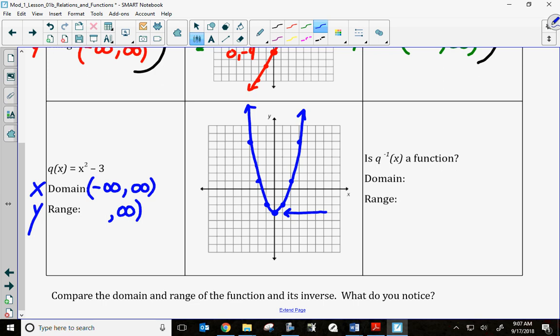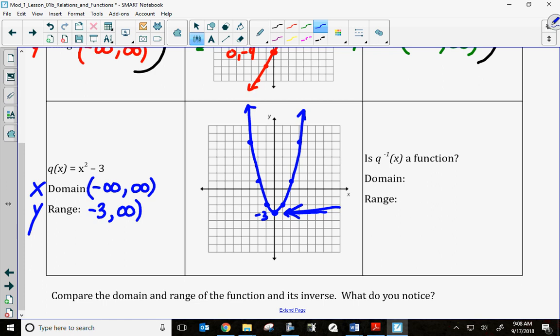A vertex is either the lowest point, if your parabola opens up like ours does, or sometimes a parabola opens down, right? So the vertex will be the high point if the parabola opens downward. For us, it's a low point. So a vertex is either going to be a high or low point. For our problem right here, that's a low point. That happens at negative 3. Okay, so that goes as low as negative 3.